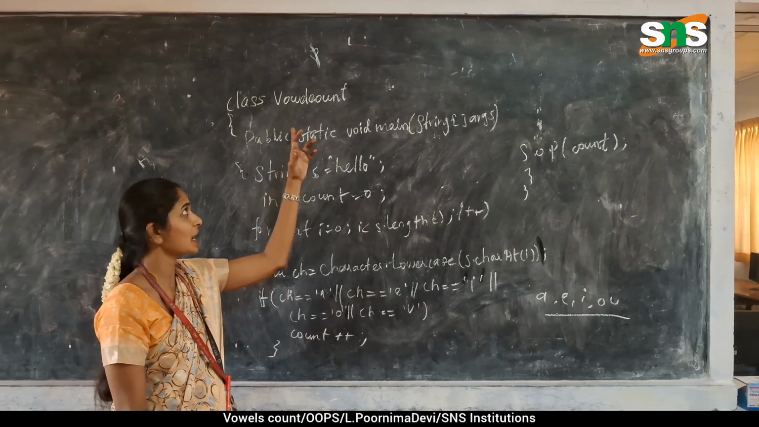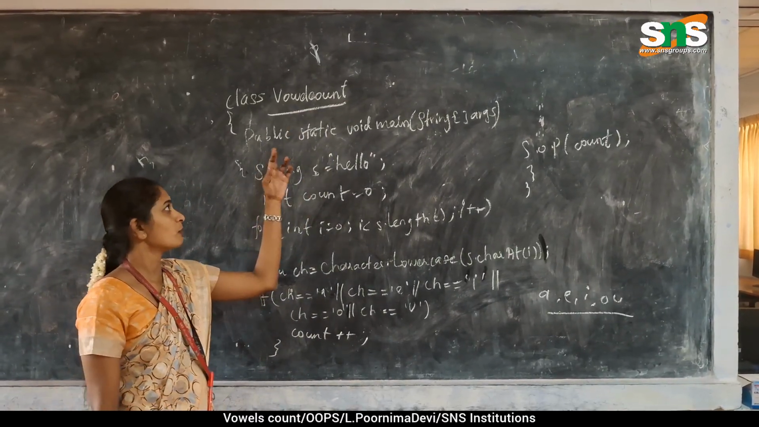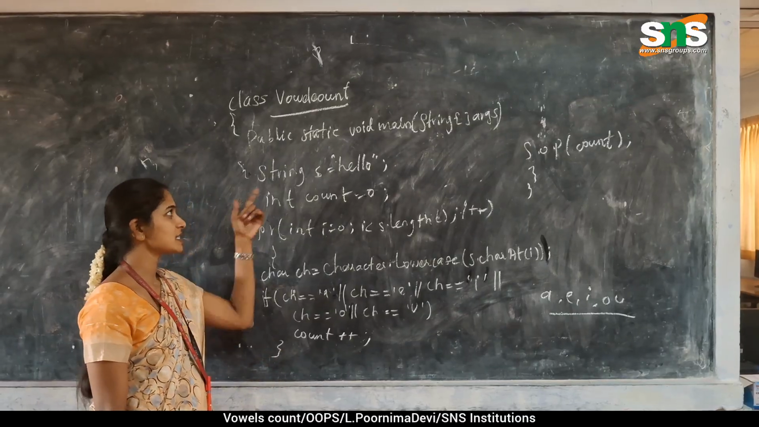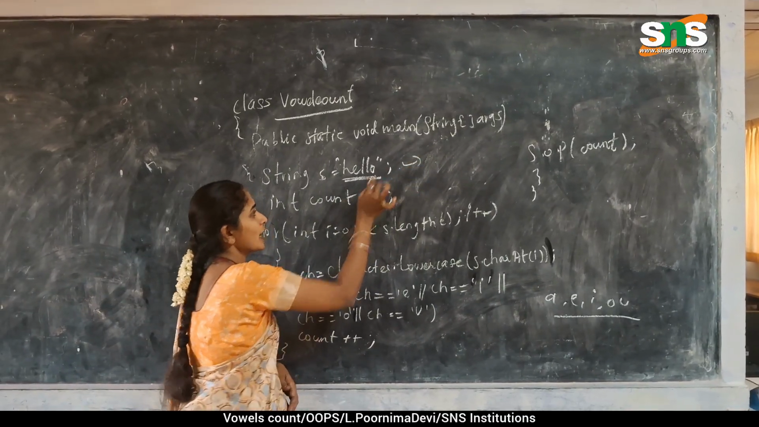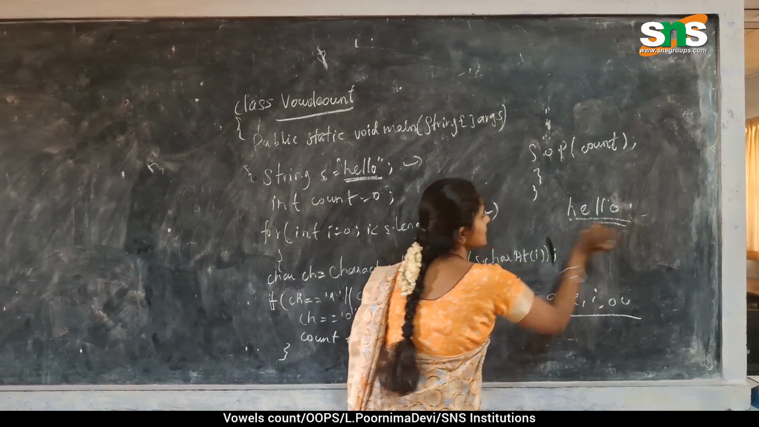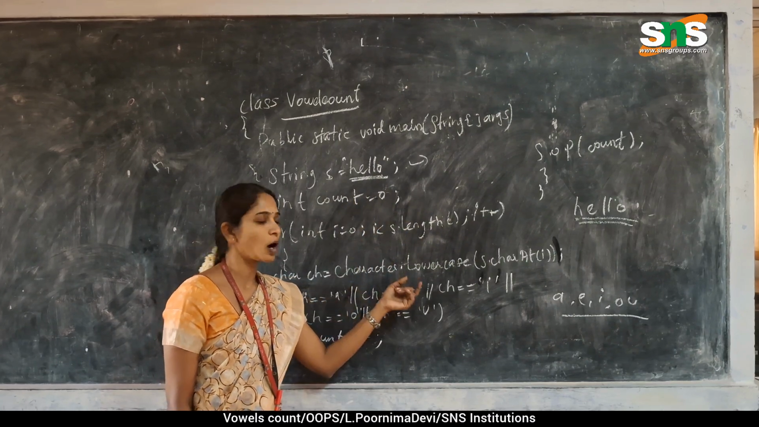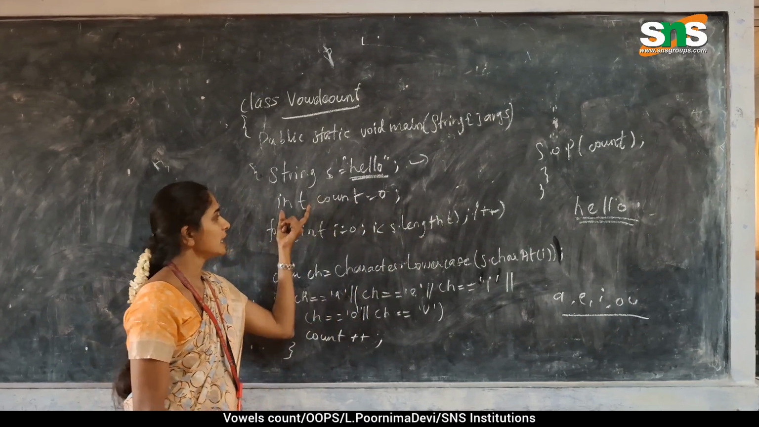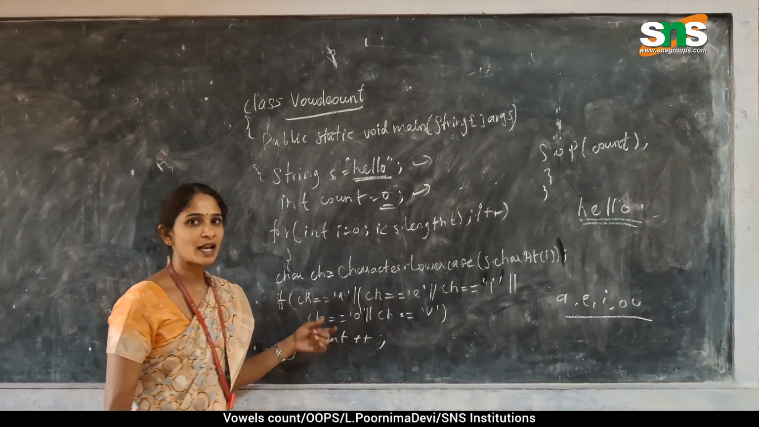At the starting I have to create the class file. The class name is VowelCount, public static void main String args. Next I have to define the value as a string, hello, H-E-L-L-O. This is the string which I have to give. In that string we have to count the vowel values. Initially the count will be 0, so I have taken the initial value as 0.